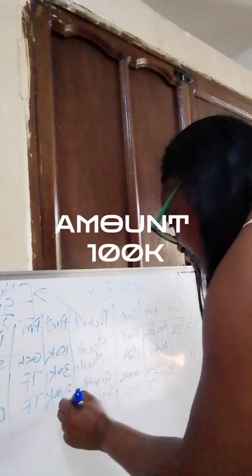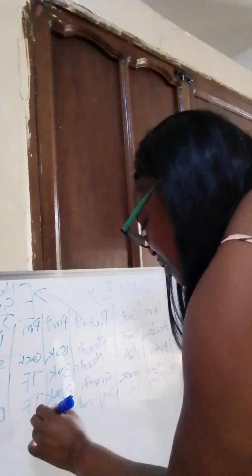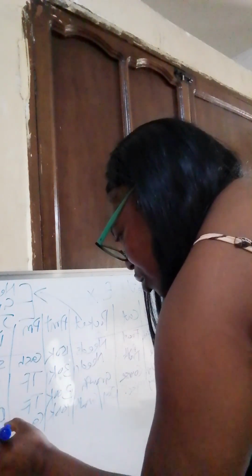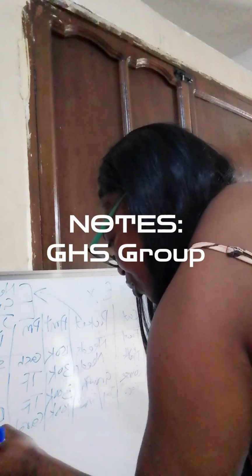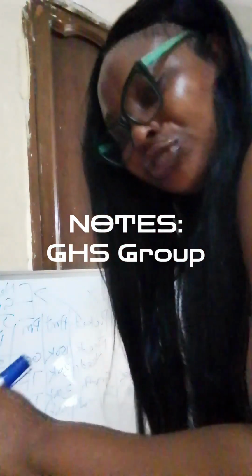Then how much was it? It was 100k thrift. How did I do it? I used card to make the payment. Then under note, I will say it is the girls high school group. That was where I did the thrift contribution. Okay, so here is the gist now.